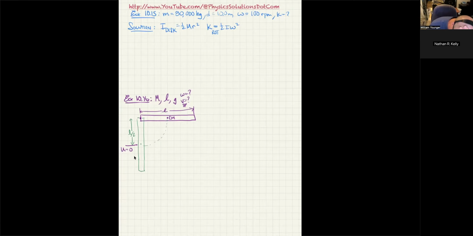Now, let's calculate that energy. The kinetic energy is equal to 1/2 I omega squared, but I is equal to 1/2 mr squared. So I'm going to put in 1/2 m times r squared. And then all of that is going to be multiplied by omega squared, which is 100 revolutions per minute. But we've got to convert that because revolutions is not a unit that works out to give us joules.